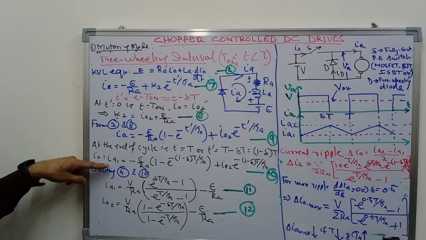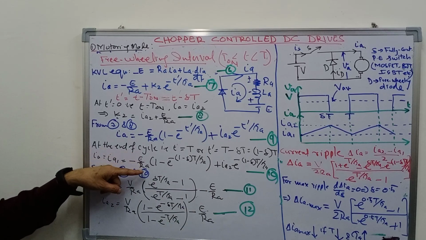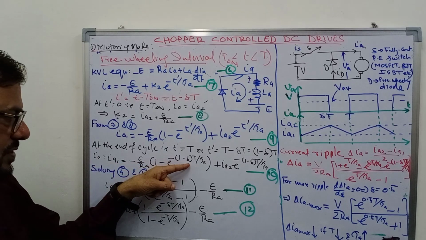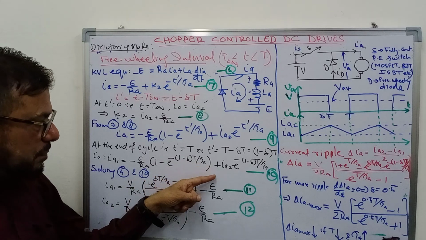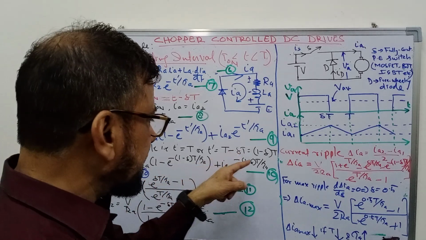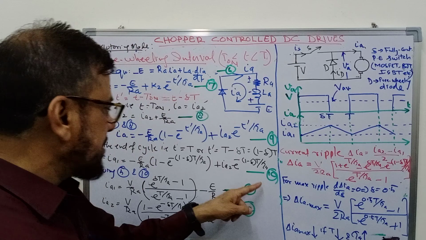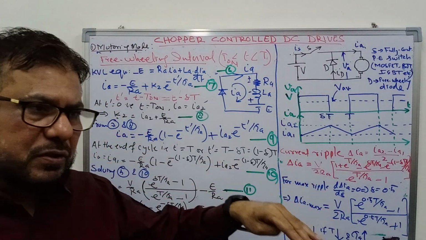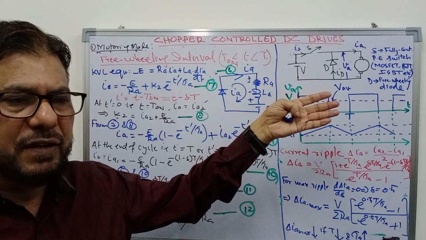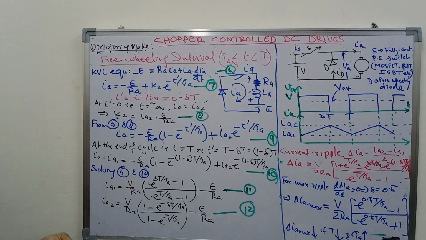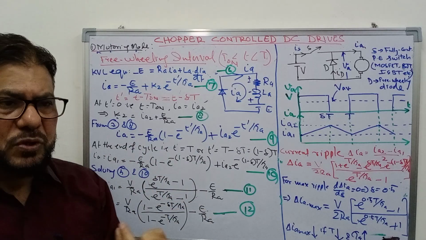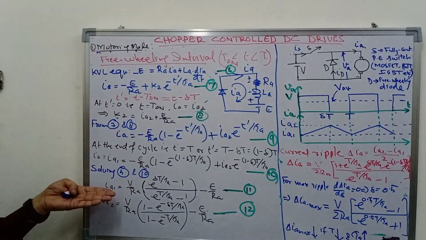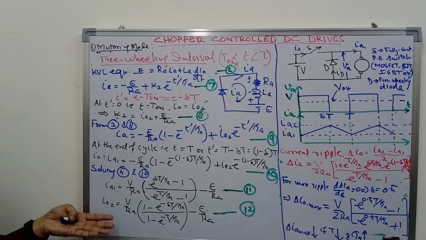So you get the equation Ia equal to Ia1 minus E upon Ra, 1 minus e to the power minus 1 minus delta t upon tau a plus Ia2 e to the power minus 1 minus delta t upon tau a. Equation number 10. Now this is another relation between Ia1 and Ia2. We have already one equation, equation number 5, that relates Ia1 and Ia2. So there are two equations and there are two unknowns. You can solve it to find the expression for Ia1 and Ia2 like this.